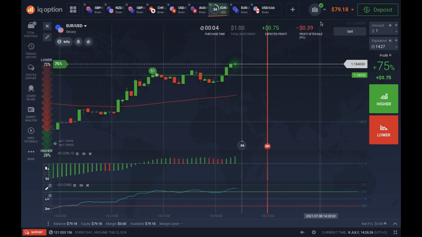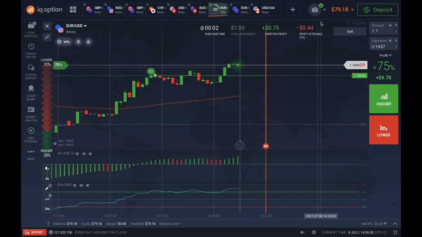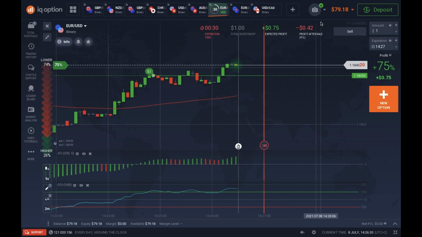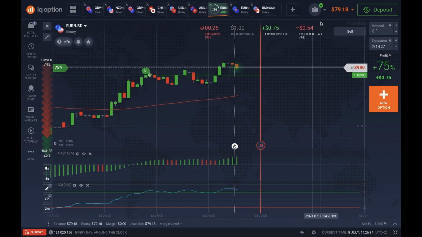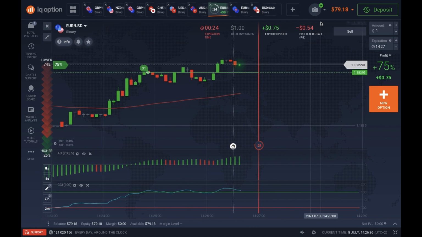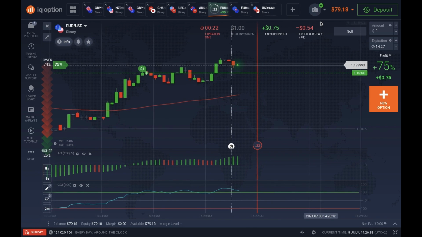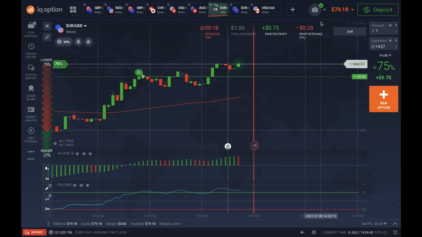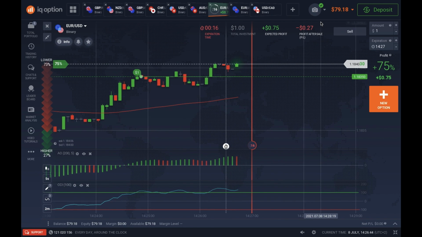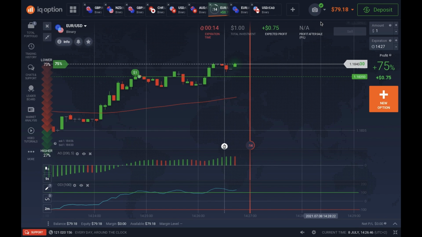The sky is the limit for you. The strategy works, and it's going to make you guys a shitload of money. If you just follow the rules, you will be okay. So let us see what happens. We have 15 seconds left.